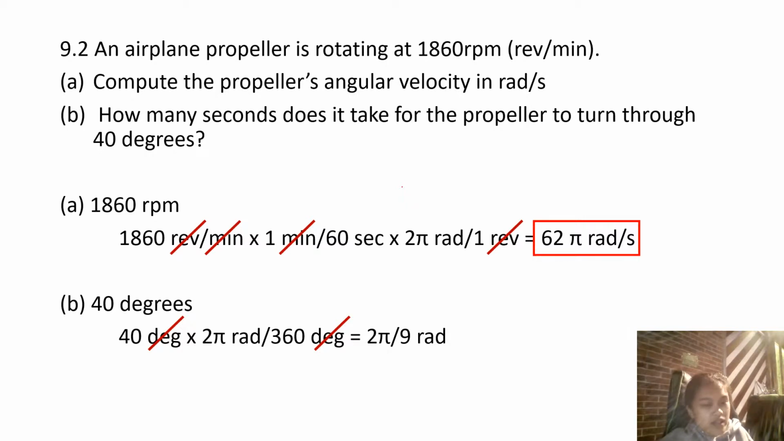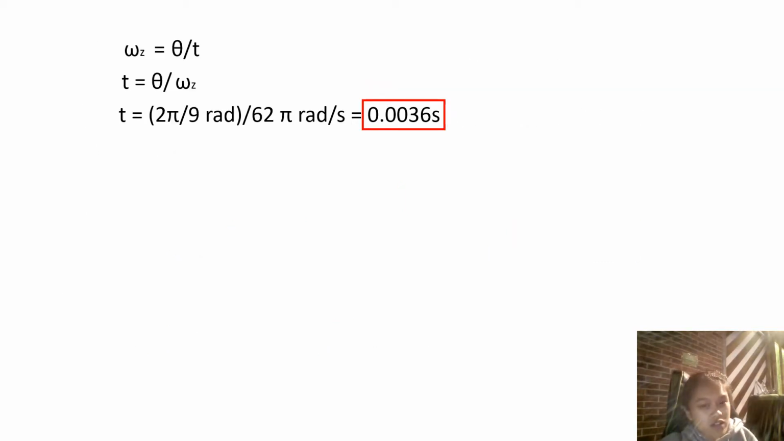For B, we have to convert degrees into radians first. 40 degrees is equal to 2 pi over 9 rad. In order to get time, we use the formula angular velocity equals angular displacement over time. We isolate time, which gives time equals angular displacement over angular velocity.